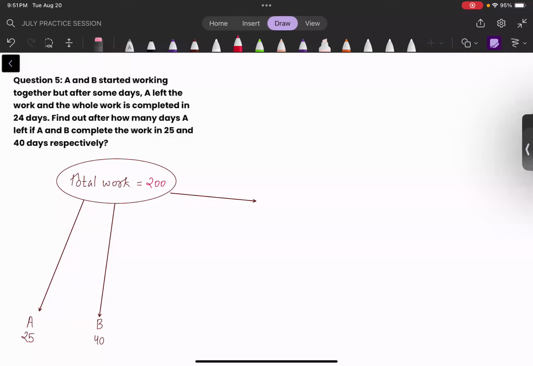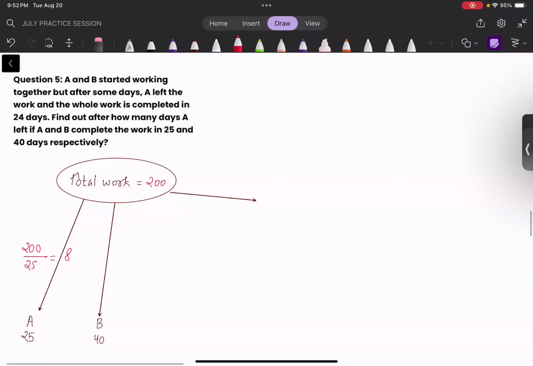So 200. What is the 1 day work of A? 200 by 25. So 200 questions in 25 days, so per day 200 by 25, 8 questions. Here it will be 200 by 40, so 5 questions per day. Now A and B situation is done. I will take now this part.